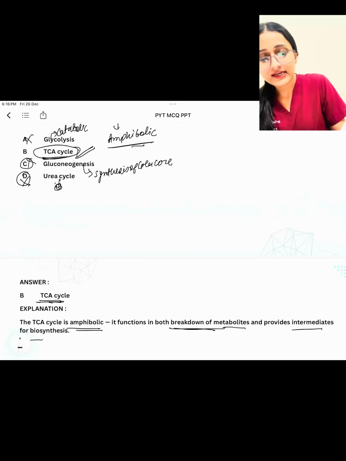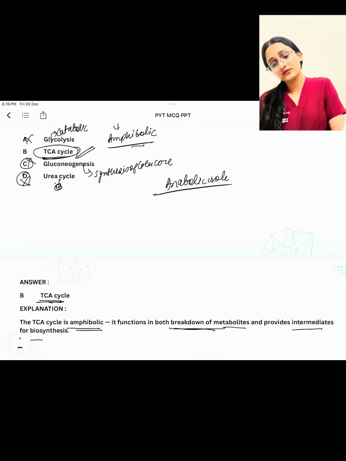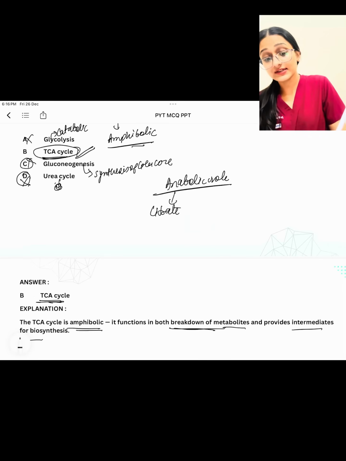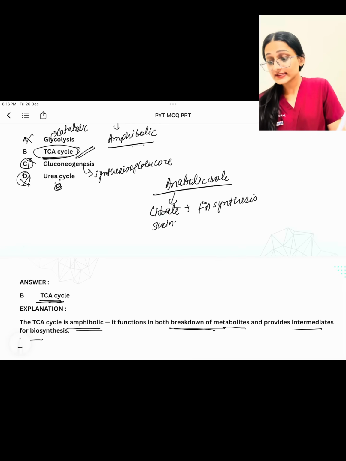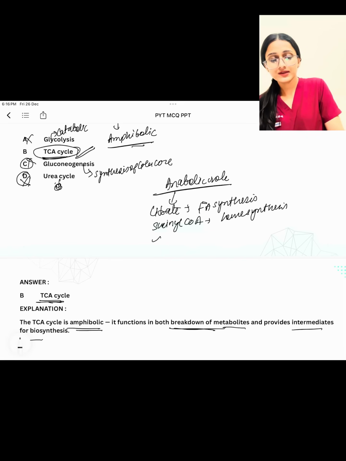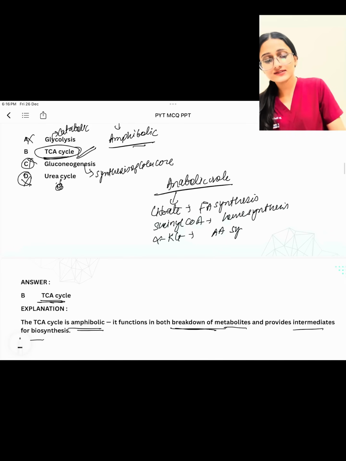What do you understand from this? TCA has an anabolic role. What is the anabolic role? TCA intermediates. Like citrate, which is used for fatty acid synthesis. So this is anabolic role. Like succinyl CoA, used for heme synthesis. Alpha ketoglutarate, used for amino acid synthesis. So basically this is anabolic role.